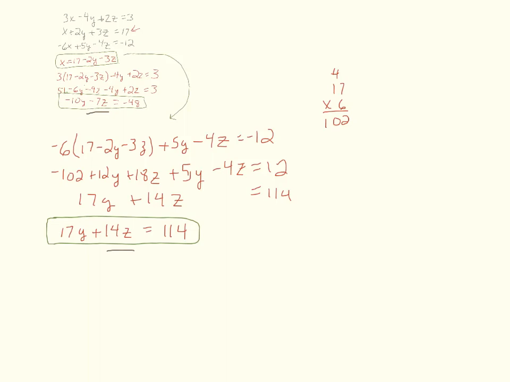However, this is a substitution tutorial, so I'm going to continue, and so you can see how you would go about solving this using substitution. So remember, we have a negative 10y minus 7z equals negative 48, and a 17y plus 14z is equal to 114. On the next slide, we'll continue from where we left off.